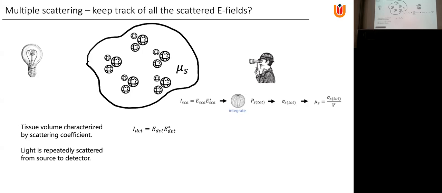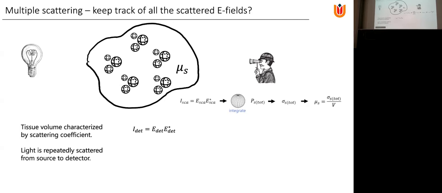So there's one approach we could try to take, which is basically the same as the way we calculate the scattering coefficient. We could try to calculate from such a piece of tissue the scattered intensity, or the intensity at the detector, by summing up all the electric fields, then integrating that over an imaginary sphere to get the total scattered power, and then go along these lines to get a scattering coefficient.